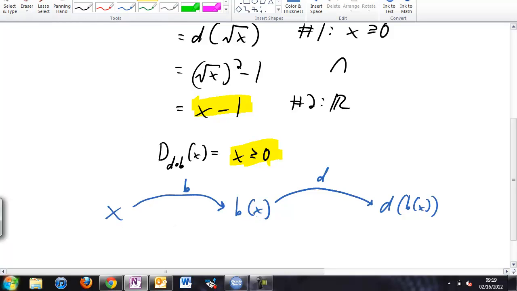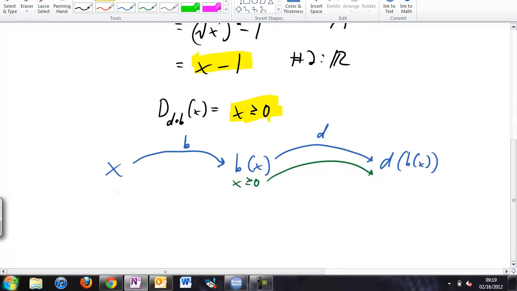And since it's actually a journey along the way, think about it like this. If we go from x to b values, but we also have x greater than or equal to 0. So once we have our b of x, we are only doing those for x's that are greater than or equal to 0. Then when we take this to here, we still have this domain that's carried with it.